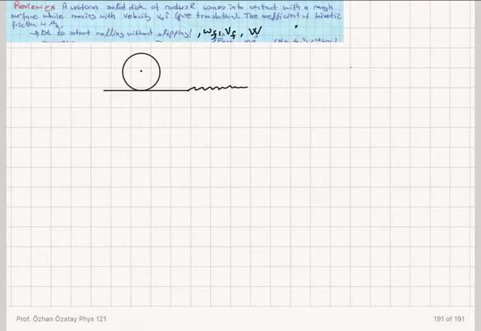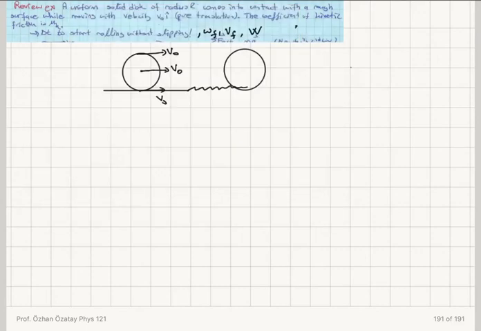I have a smooth surface and then the cylinder will come into contact with the rough surface, and initially it is just moving with v0 velocity, the top point also, the bottom point also.